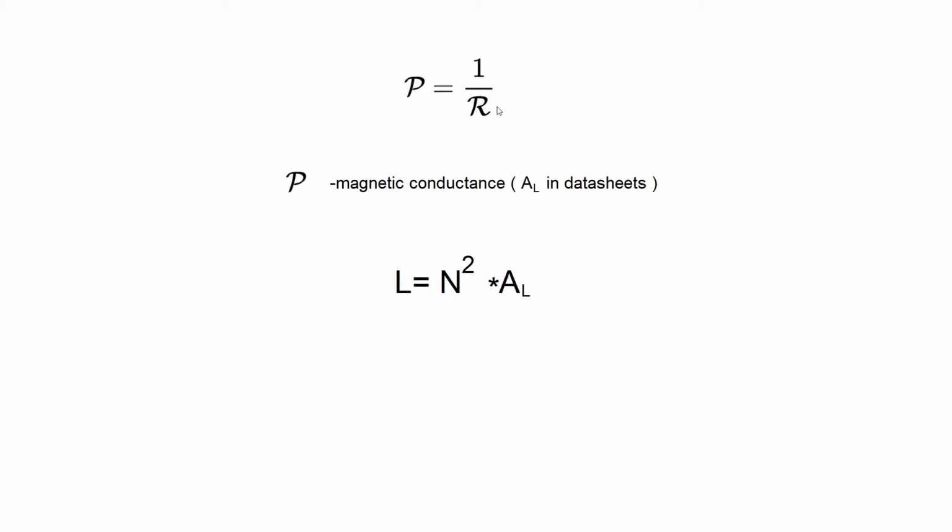So this formula here says that permeance is 1 over reluctance. Permeance is magnetic conductance and reluctance is magnetic resistance. So magnetic conductance, P, is 1 over magnetic resistance. This magnetic conductance summarizes the properties of the core. It can be measured or it can be calculated from other properties of the core like area, length, and other properties.